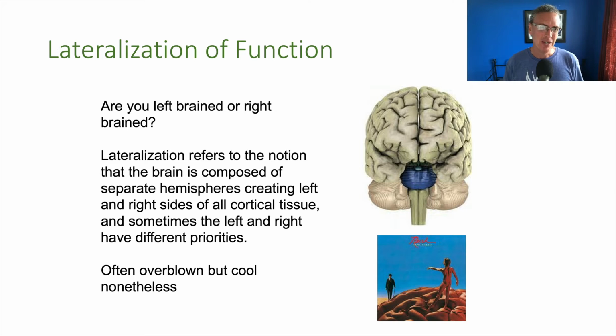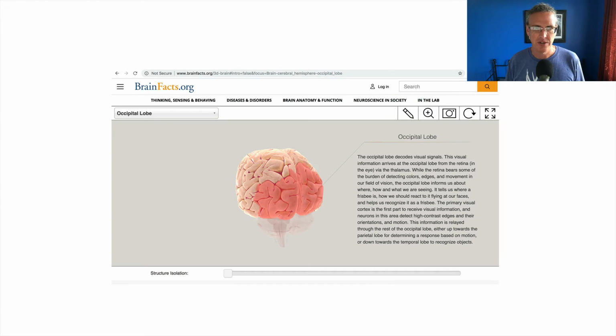All right. So you have these things vaguely. Let's get a little more specific. Let's start going into things. So let's start with the occipital lobe.